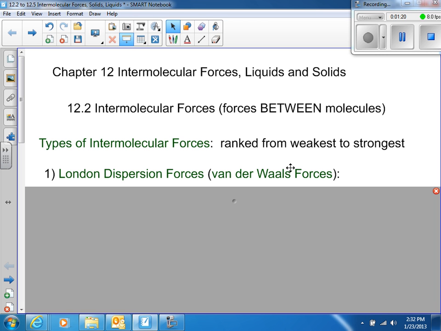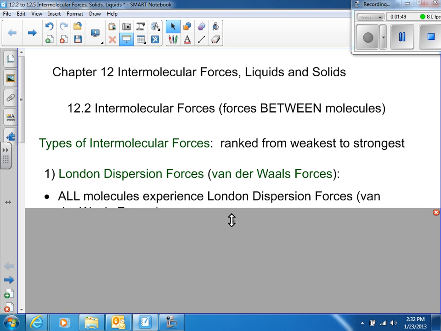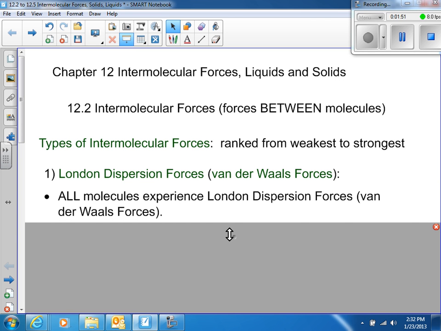They are also called van der Waals forces. Your book uses dispersion. Many books use London dispersion. Some books use van der Waals, and according to many books, most chemists use van der Waals forces. So you have to be able to use these terms interchangeably. If you see van der Waals forces, you should think dispersion. If you see dispersion or London dispersion, you should think van der Waals. Both intermolecular forces. All right. All molecules experience London dispersion forces or van der Waals forces.